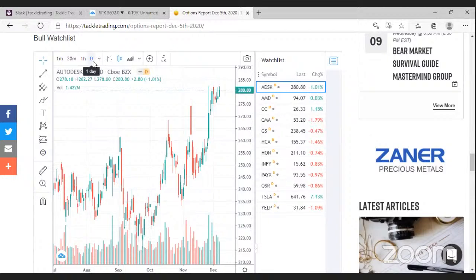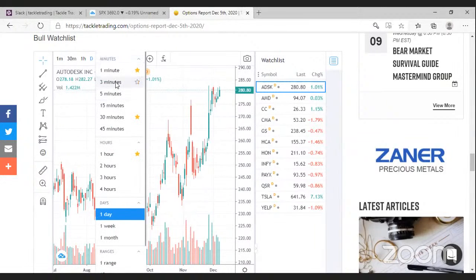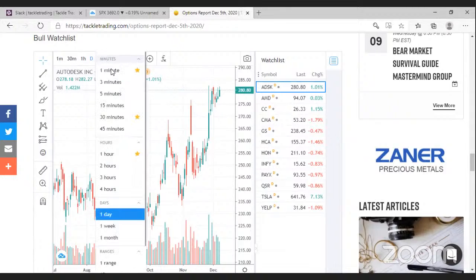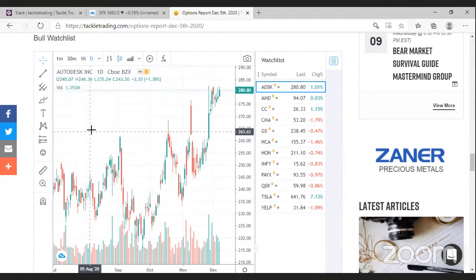It's set as a default to daily chart because that's what we're primarily focused on, but maybe I want to go intraday to look for an entry or a stop loss. The little drop down here: 1 minute, 3 minute, 5, 15, 30, 45, hourly. Want to go longer, look at the weekly or the monthly chart. So your time frame is going to be here. There's kind of the default 1 minute, 30 minute, hourly, daily, but you have a lot more options if you hit that drop down there.